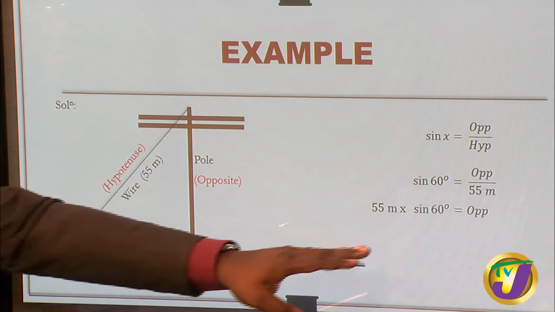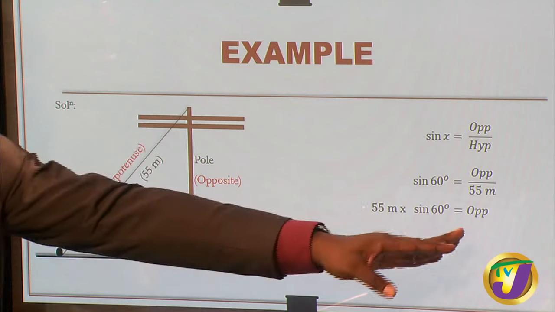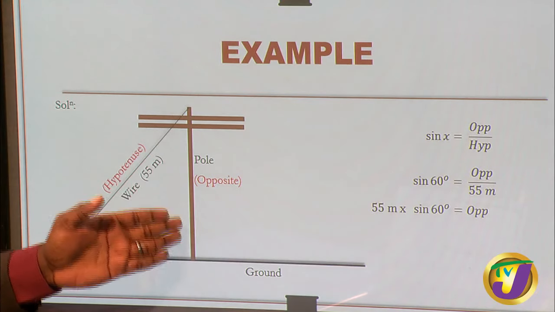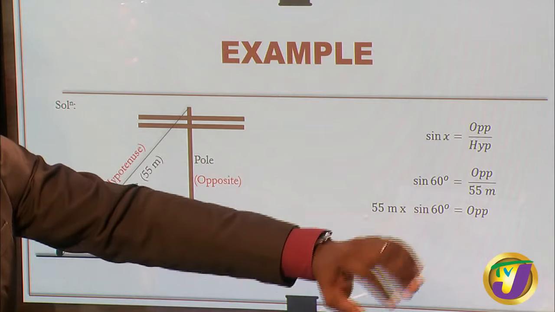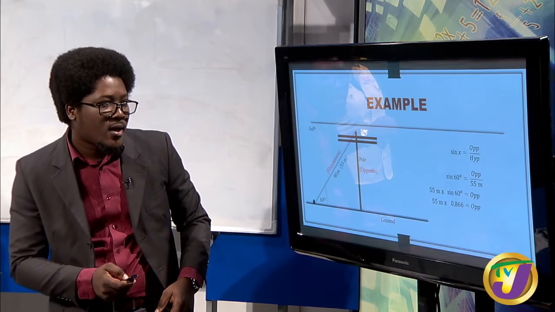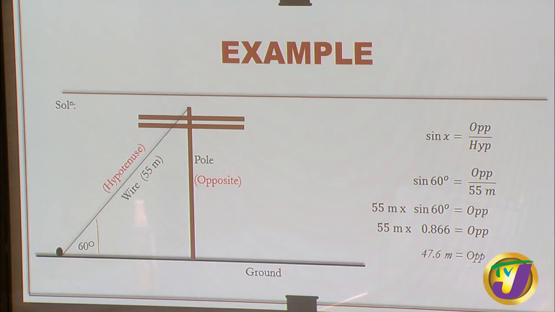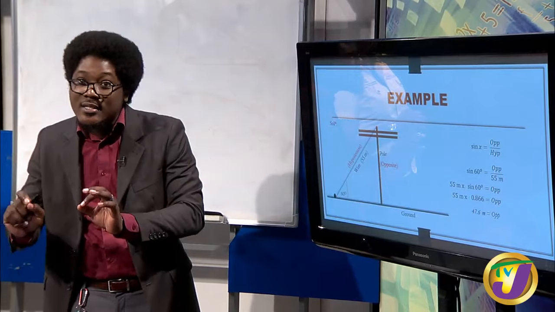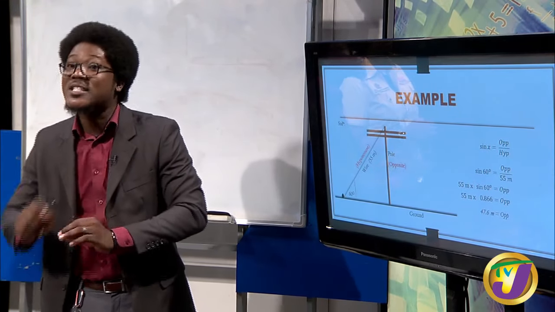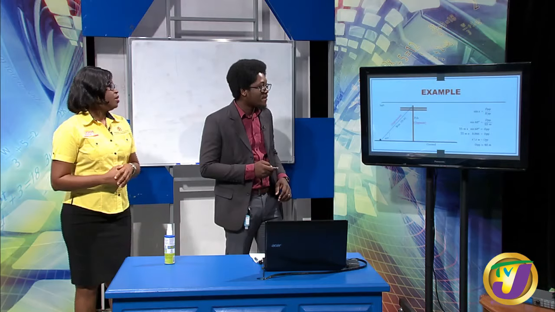We now transpose, because remember, we want to make the opposite the subject of the equation. So we transpose, and here we have that the opposite side, which is representing our pole, or the length of the pole, is now the subject of the equation. We can now simplify this to get 47.6 meters. So the length of our pole is 47.6 meters. And remember, guys, it's always good to write this out. The length of the pole is 47.6 meters. Don't forget our units. It's not correct without the units, guys.